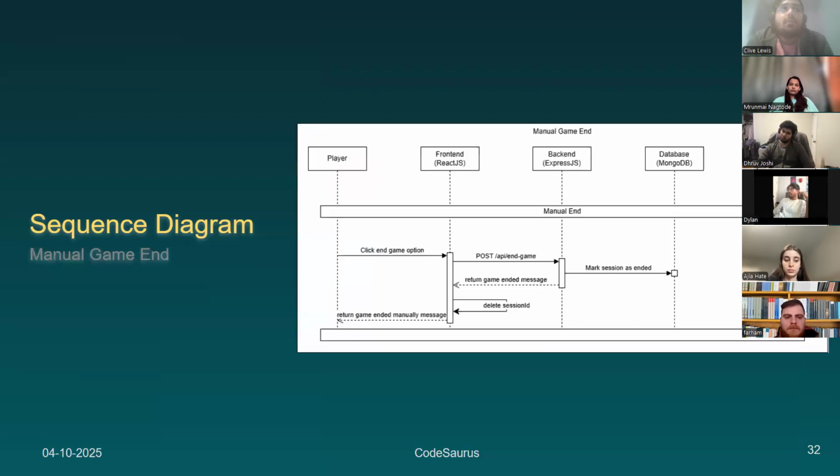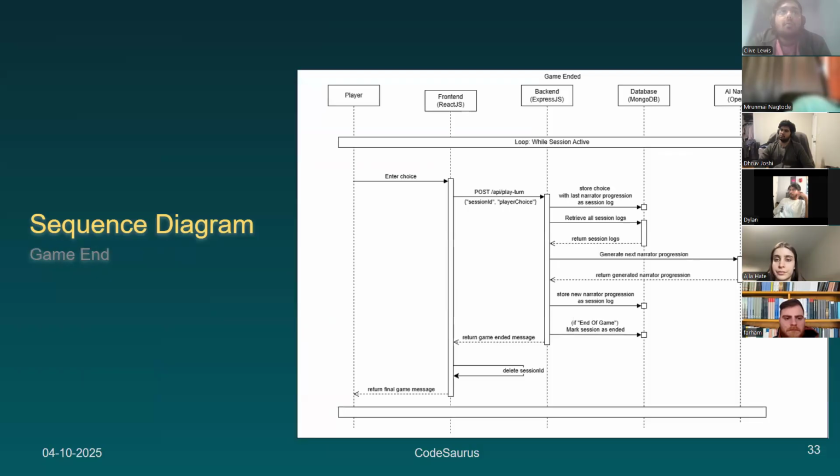Next one. Yeah, so this one is manual game end. Suppose the user wants to end the game halfway through. It is quite simple. He clicks the end game option. The front end sends to the back end a post call to the end game API. In the database we mark it as ended. It sends a game ended message back to the front end. The front end takes this message, gracefully deletes the session ID, and sends a message to the player saying that your game has ended.